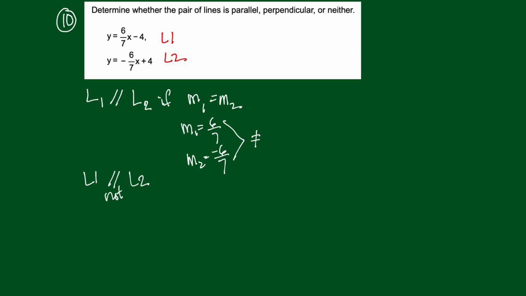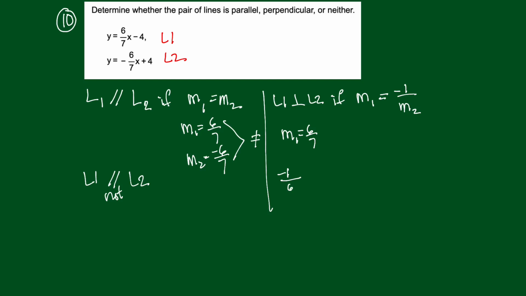Now, are they perpendicular? All right, so line 1 is perpendicular to line 2 if the slope of line 1 is equal to negative 1 over the slope of line 2. Now, this looks worse than it is. Here's what it means. What do we have for the slope of line 1? The slope of line 1 is 6/7. Now, negative 1 over 6/7, all you do is just flip this thing over: negative 7/6.